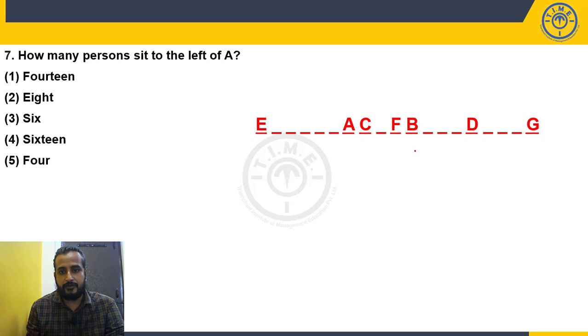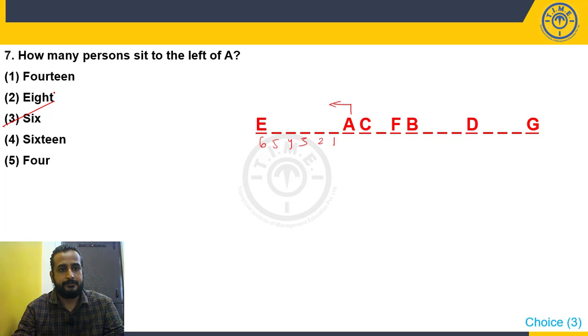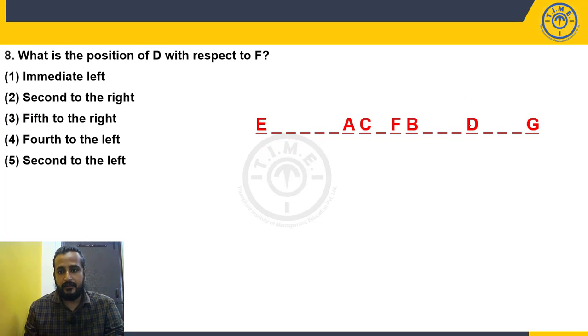How many persons sit to the left of A? A is here, so A's left side is this side: 1, 2, 3, 4, 5, 6. Six, choice 3. What is the position of D with respect to F? F is here, D here. First right, second right, third right, fourth right, and fifth right. Fifth to the right, choice 3.